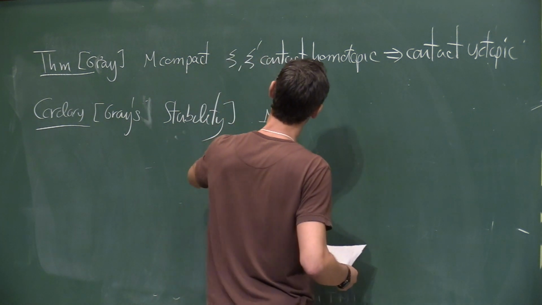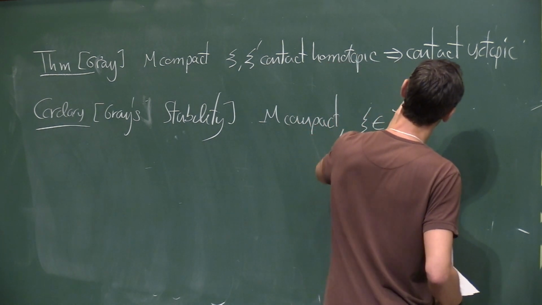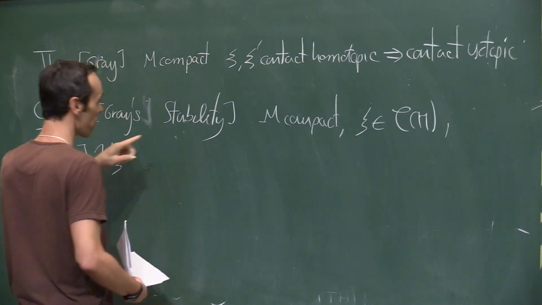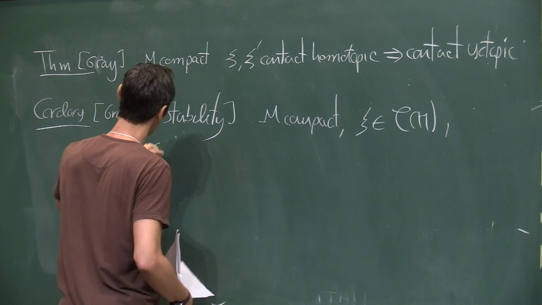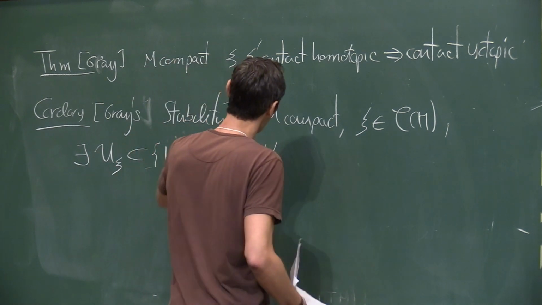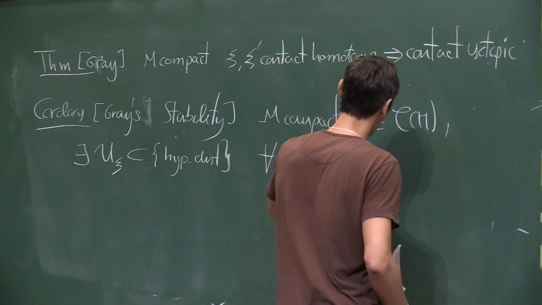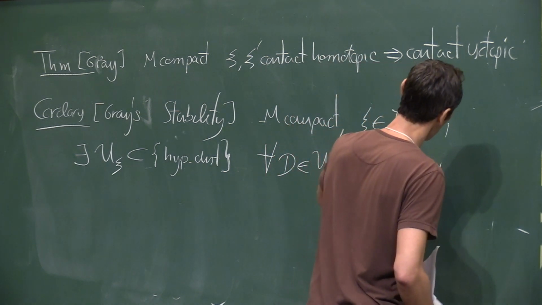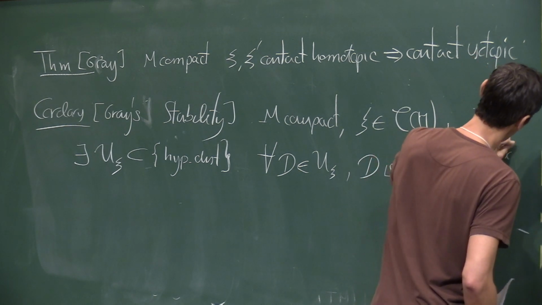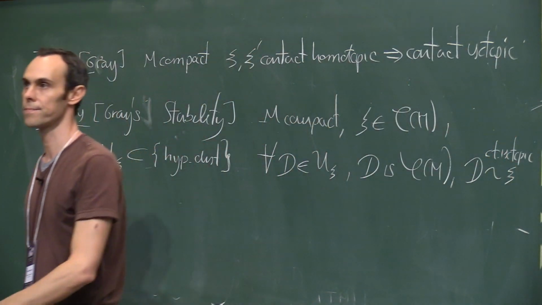So, M compact, xi a contact structure on M, then there exists an open neighborhood of this contact structure inside the space of hyperplane distributions, such that for every distribution D that you find in this open subset, D is contact, and moreover, D is contact isotopic to the given distribution, right? So this is our rigidity result.